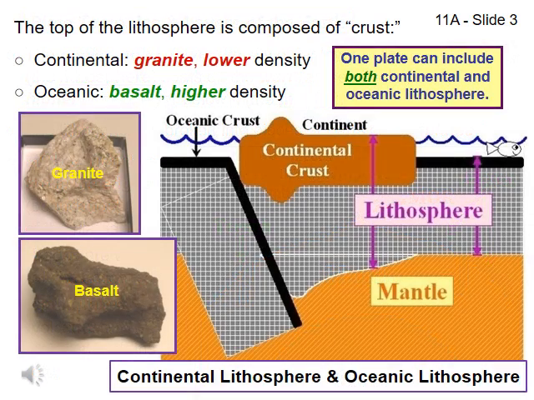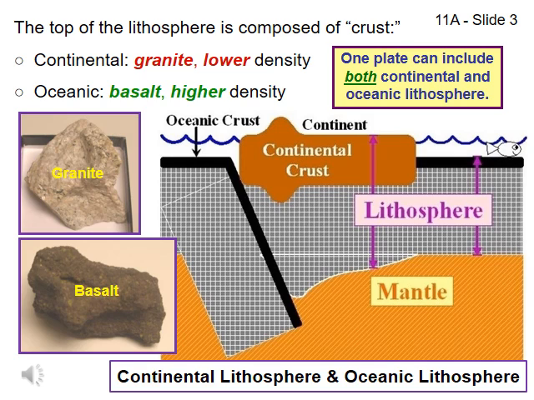Slide 3. The lithosphere and the crust. The lithosphere is made up of two parts, an upper part and a lower part. The upper part of the lithosphere is called the crust. The lower part is made of solidified mantle rock.